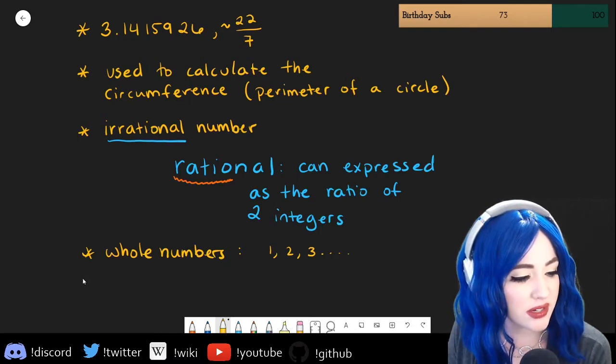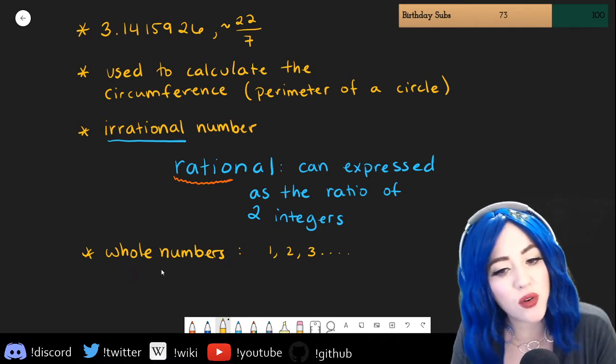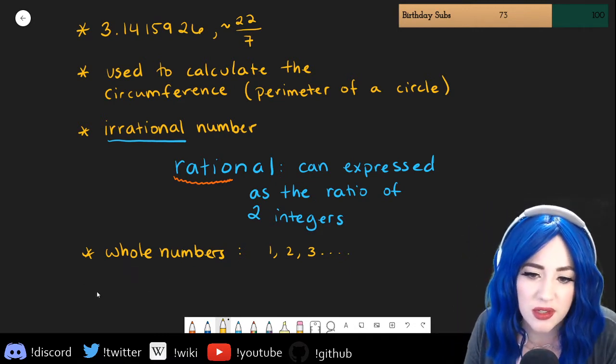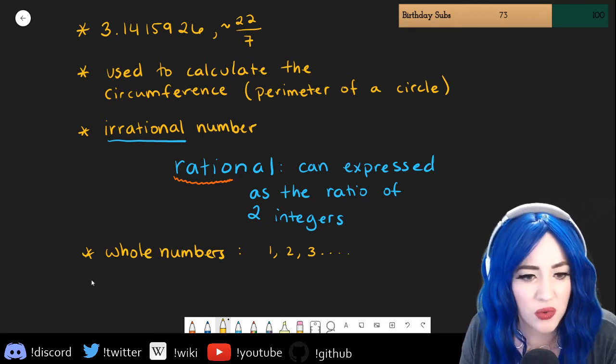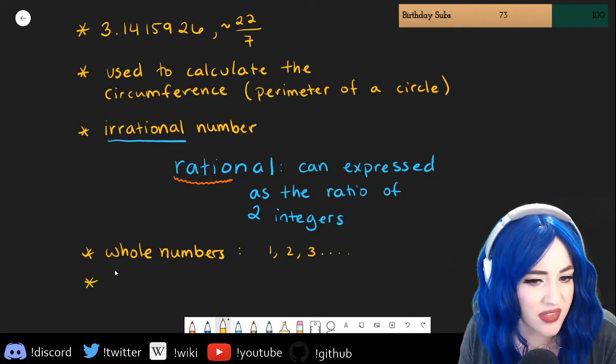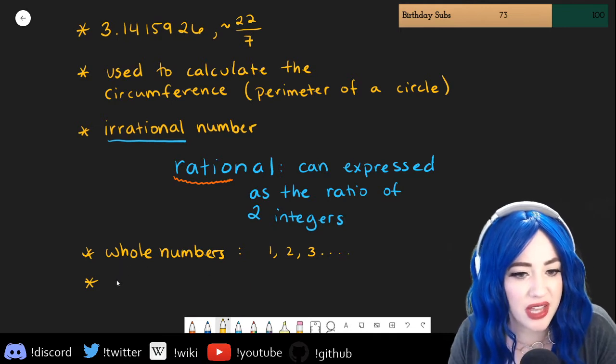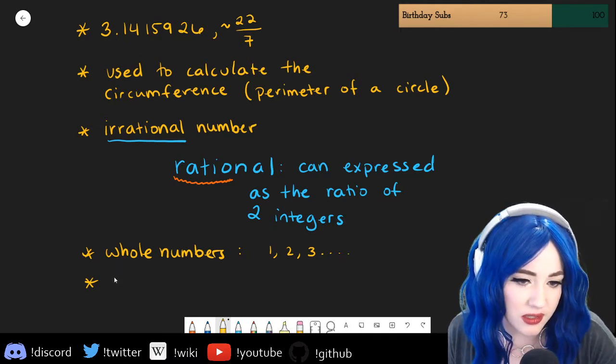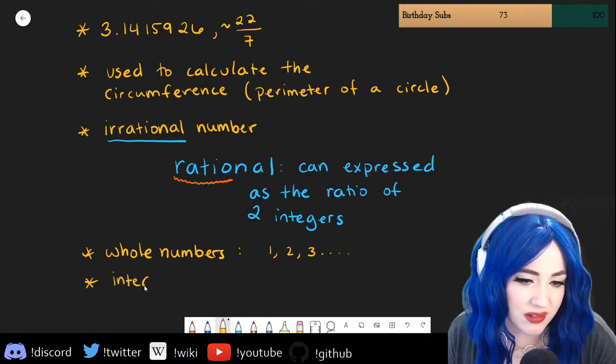Does whole include 0? I don't think whole numbers include 0. What's the one that includes? Oh my gosh, it's been forever since I've had to think about a whole number. I think whole numbers don't include 0. Nevertheless, integers, I'm like 90% sure.